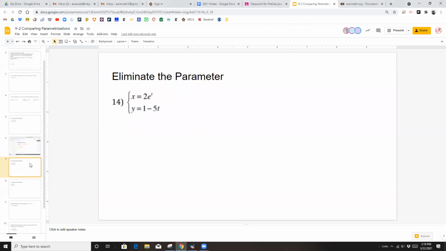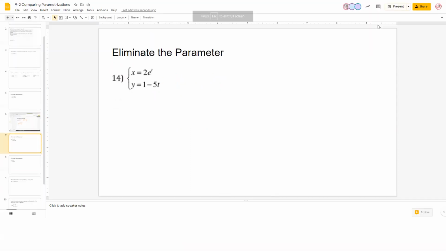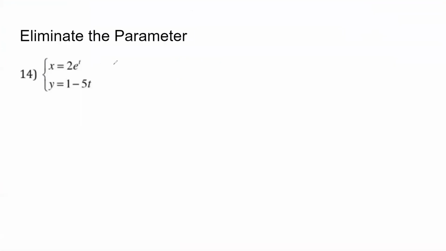All right, so eliminate the parameter again. All right, so this one, a little more algebra involved. So we'll throw back to exponentials and logs. All right, so again, we're gonna isolate t and then plug it into the other equation.